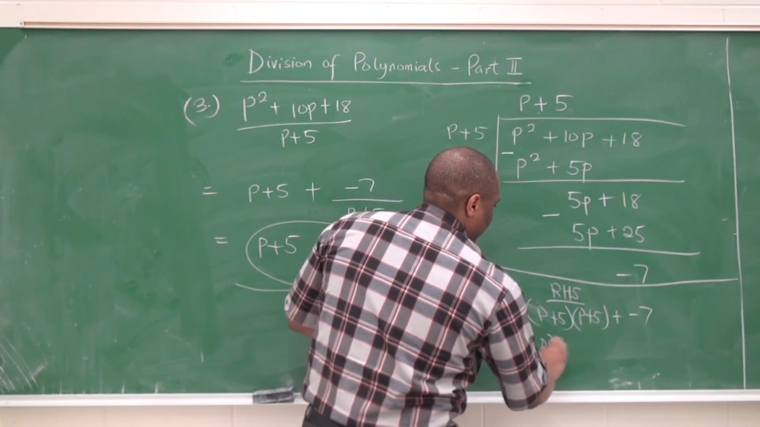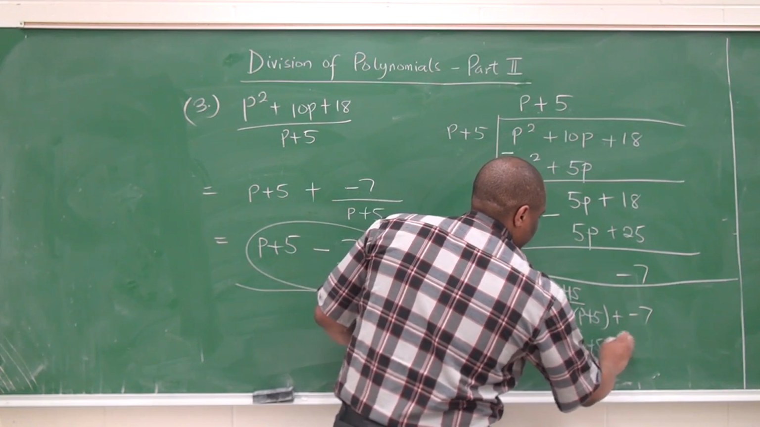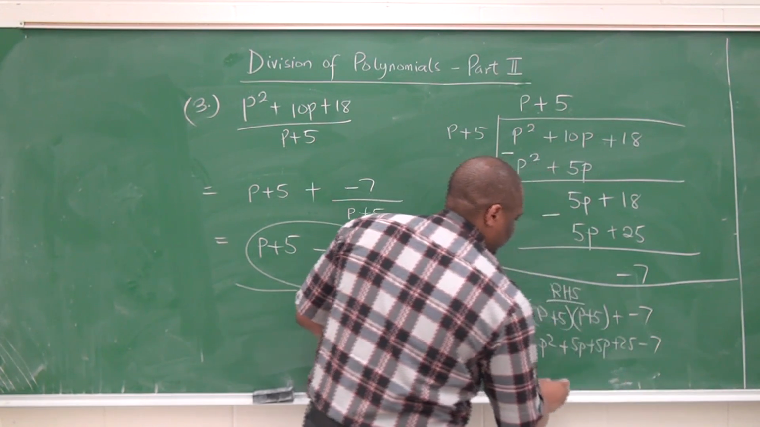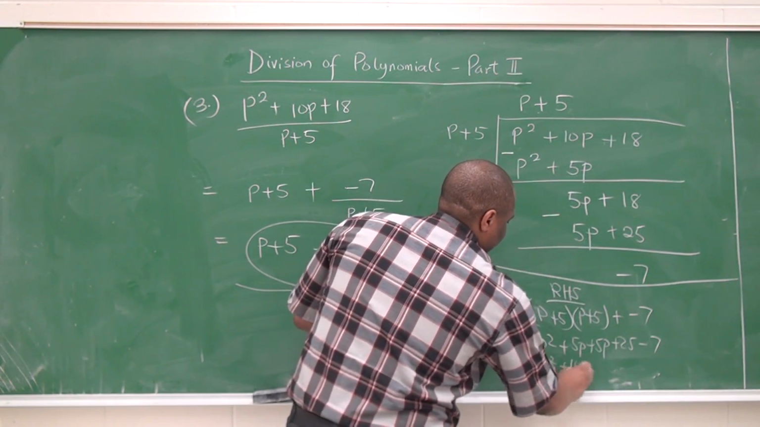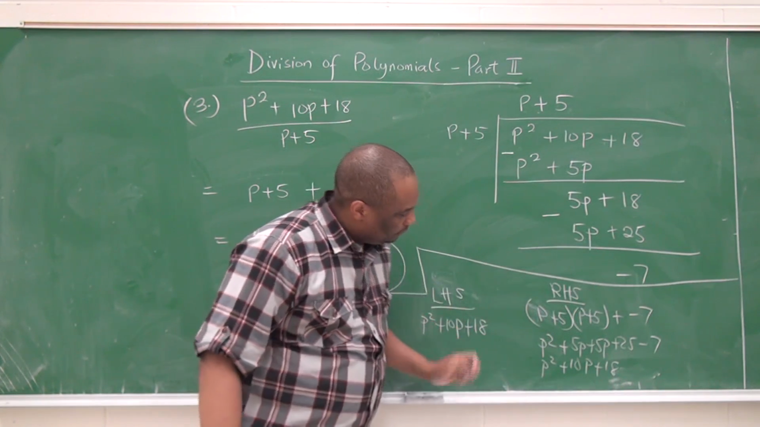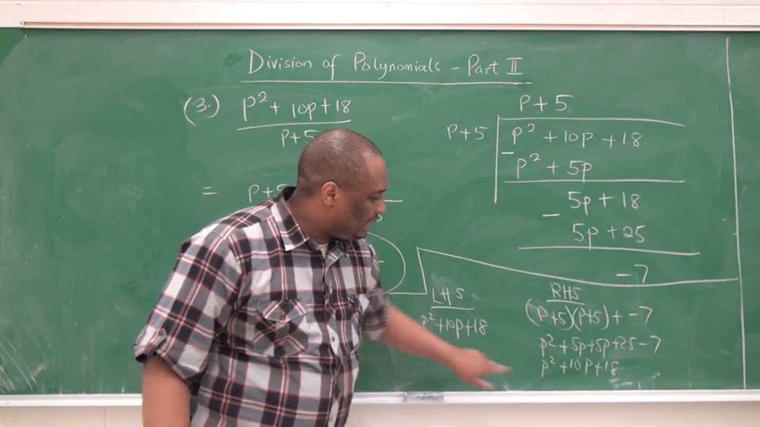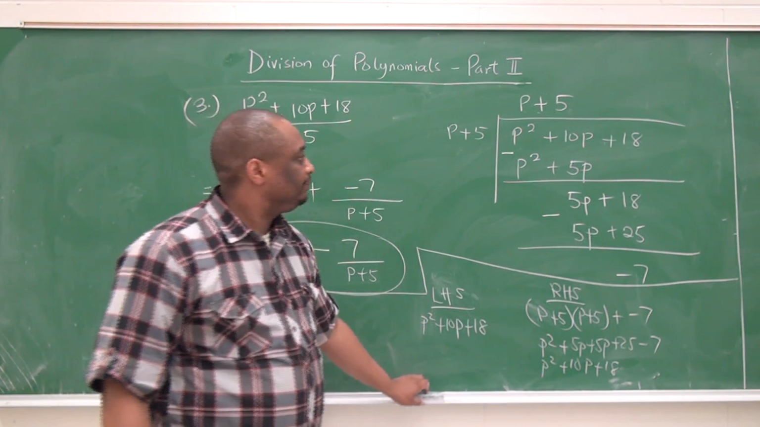Now this is p squared plus 5p plus 5p plus 25 minus 7. So this is p squared plus 10p plus 18. And then you can drink some water. The right hand side and the left hand side is the same thing.